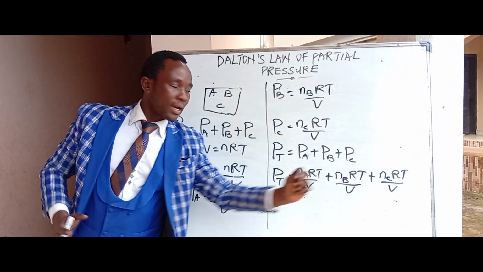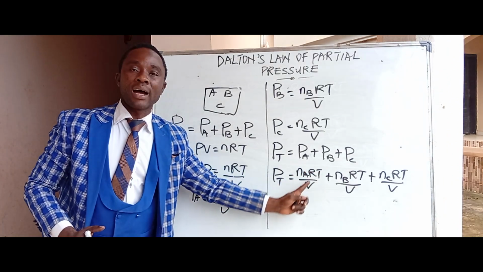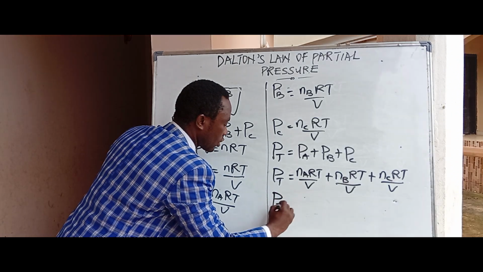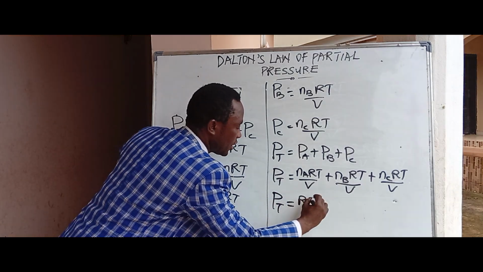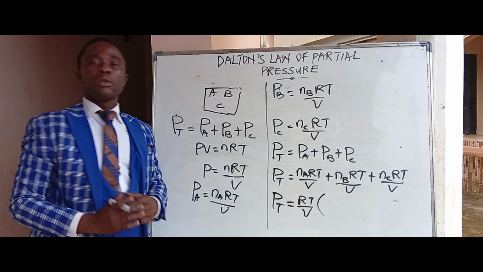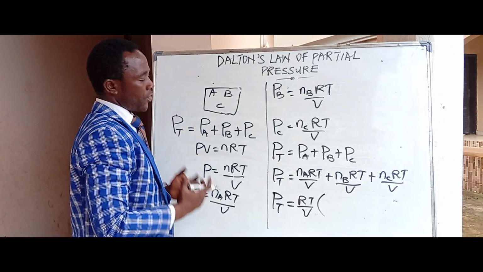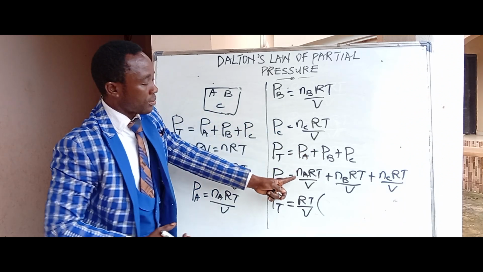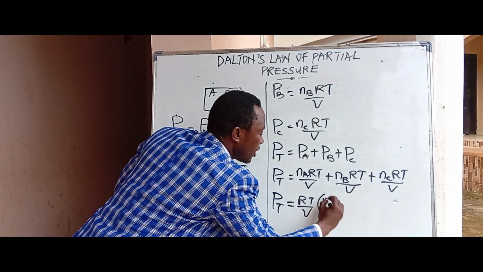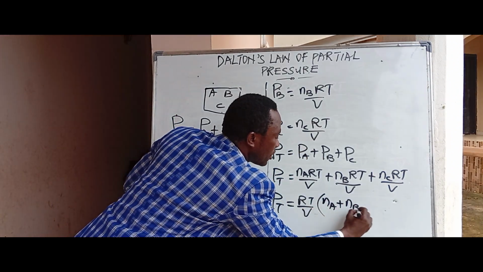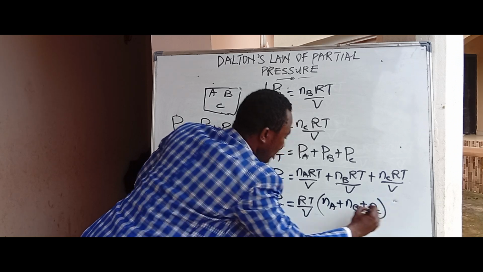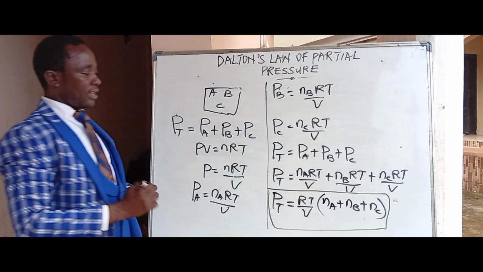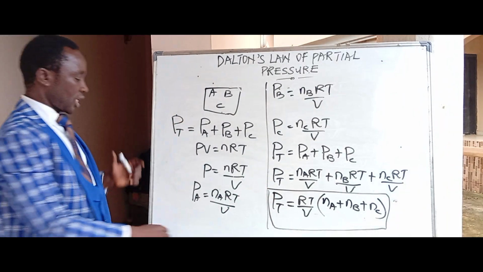What is common? If you look at the right hand side, you find out that RT over V is common to all of them. So let us factor it out. It simply means that total pressure will now become RT over V, which is common to all of them. Now, if you factor out RT over V, what will remain is nA, so we'll be having nA plus nB plus nC. This is the formula to calculate the total pressure exerted by gases in Dalton's law of partial pressure.